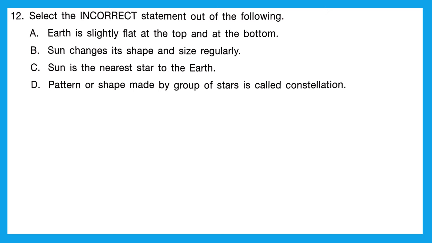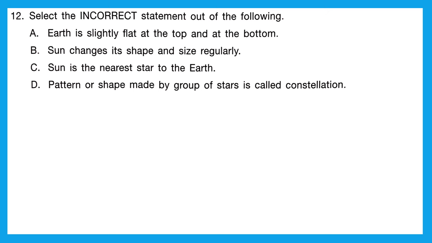Question 12. Select the incorrect statement out of the following. So we have to find out the statement which is not correct. A. Earth is slightly flat at the top and at the bottom. Yes, we have seen that Earth is shaped like an orange, right? And it is slightly flattened at both the poles and there is a bulge at the equator. So when we say at the top and the bottom, we are talking about the poles. So this is a correct statement.